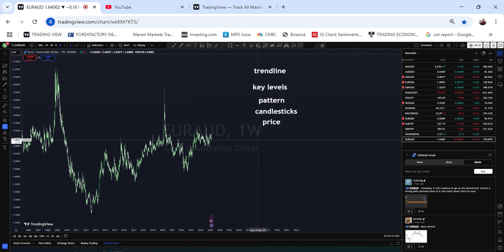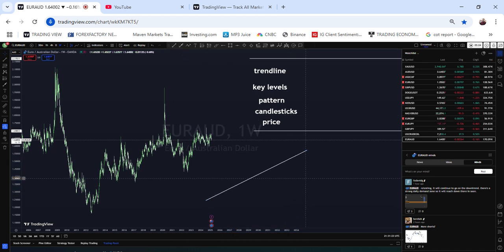So aside from that, coming over to these five core principles: trend line, key levels, pattern, candlesticks, price. I'll identify each and every one of them on the chart here. Coming over here now, this is what I call trend line. As you can see, there's a transversal line like this, and then this is what is called price.